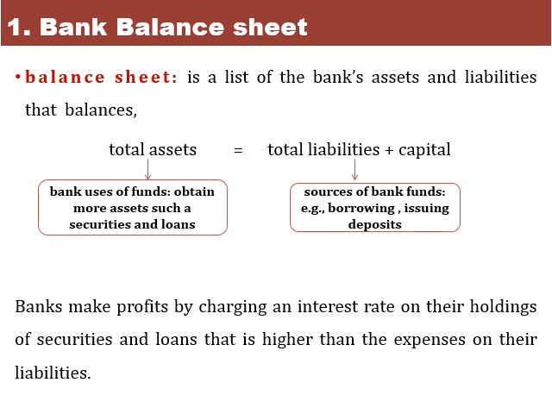And basically, banks make profits by charging an interest rate on their holdings of securities and loans that is higher than the expenses on their liabilities. So here, the interest rate on the liability side should be lower than the interest rate charged on the asset side.